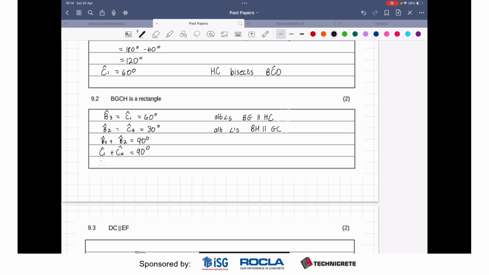Therefore, that quadrilateral BGCH is a rectangle. And the reason is that it was already a parallelogram with the two opposite sides being parallel, and now I've got a parallelogram that has the opposite angles equal 90 degrees, or all of the angles equal 90 degrees.